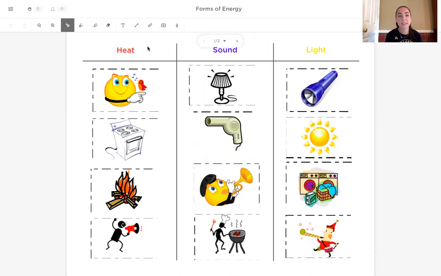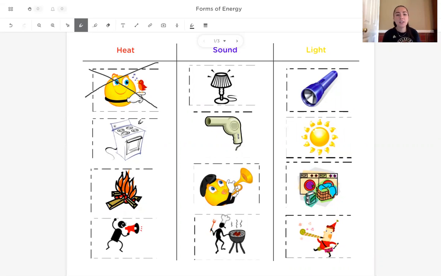So, I'm looking at the heat column. I need to think, does this object make things hotter? Well, let's look at this picture. Here, I see a picture of a bird who is singing. Does a bird singing make things hotter? No, it doesn't. So what I would do is get my pen and put a big X through that because a singing bird does not make heat.